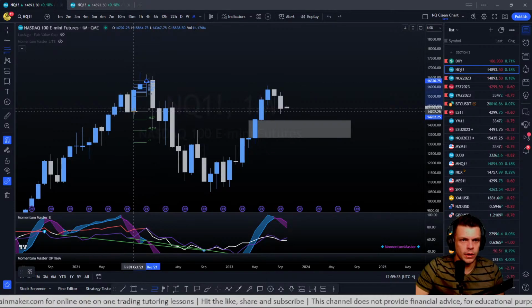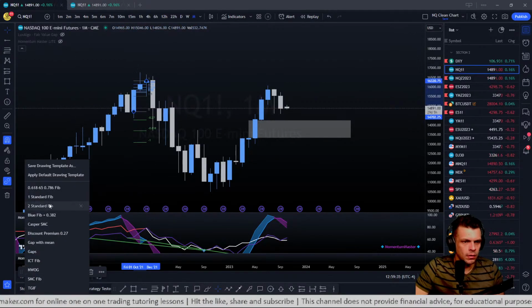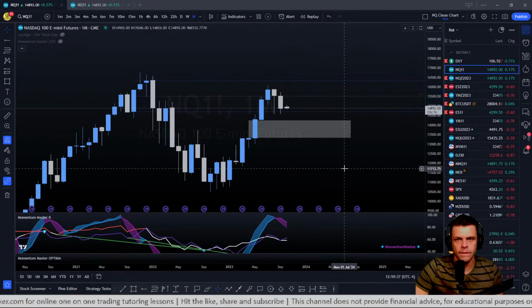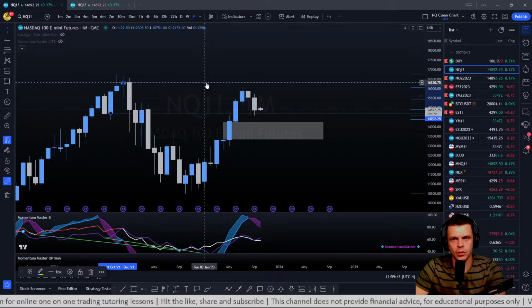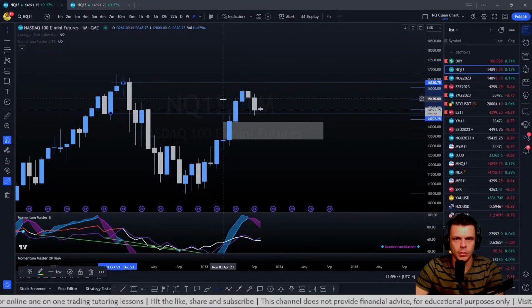Just quickly see where it came back to. Okay, so I couldn't really push past the order block, just came past the mean threshold and then started to come back down again.